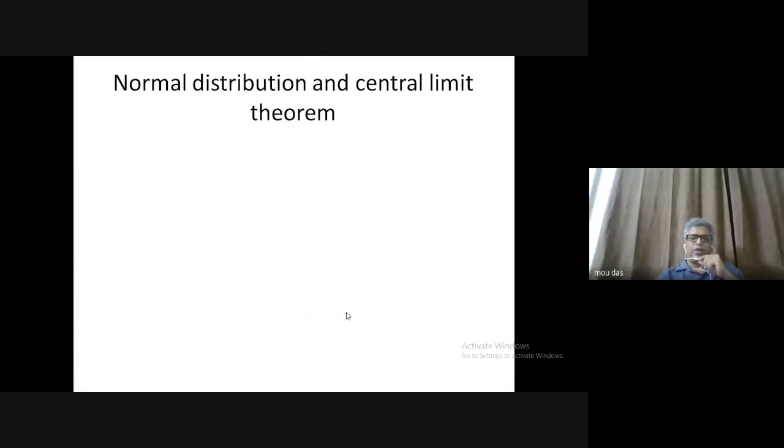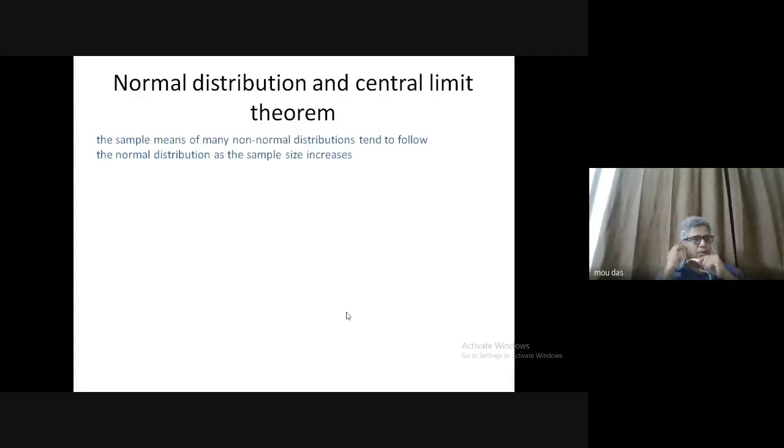Now, how are normal distribution and the central limit theorem linked? The beauty is that if you take sample means of a non-normal distribution, they tend to follow the normal distribution as the sample size increases. I know it is confusing. I will try to make it easier for you.